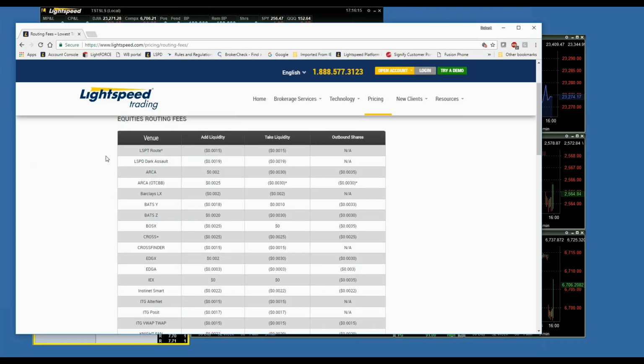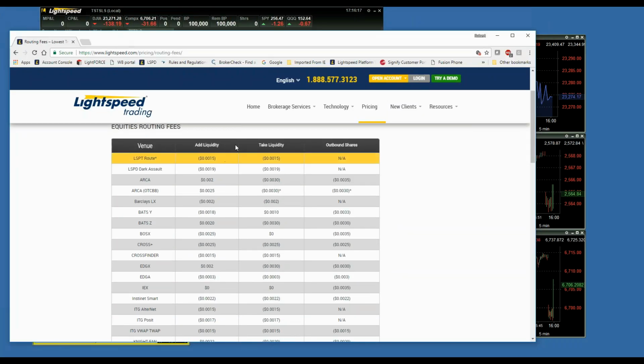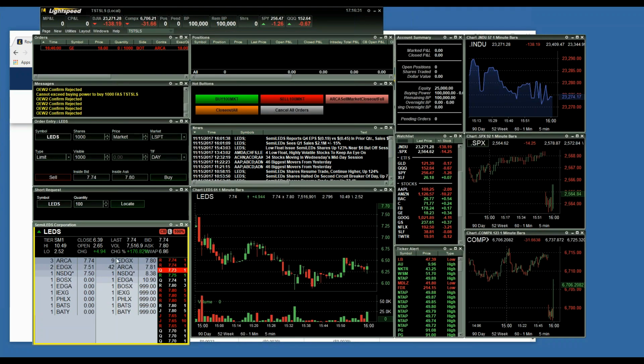Adding liquidity: there are different ways an order is flagged as either adding or taking liquidity. Essentially, a market order is taking liquidity, just like a marketable limit order. There are shares out there on the market. For example, on LEDS at 780, if I do a market order to buy, I'm buying these shares at 780, just like if I was to place a limit order to buy at 780. That would be taking the shares that are there. That receives a routing fee.